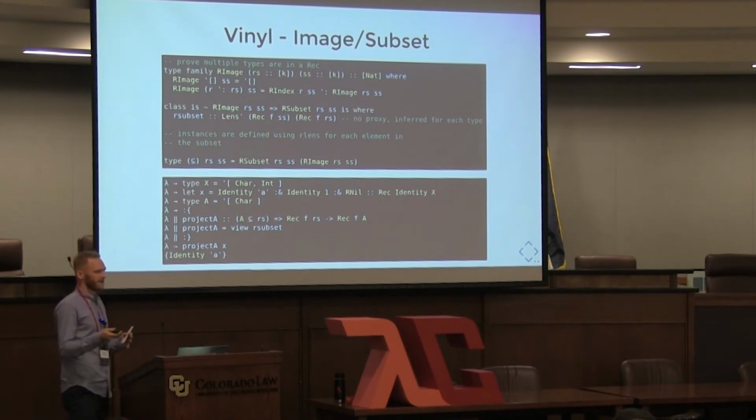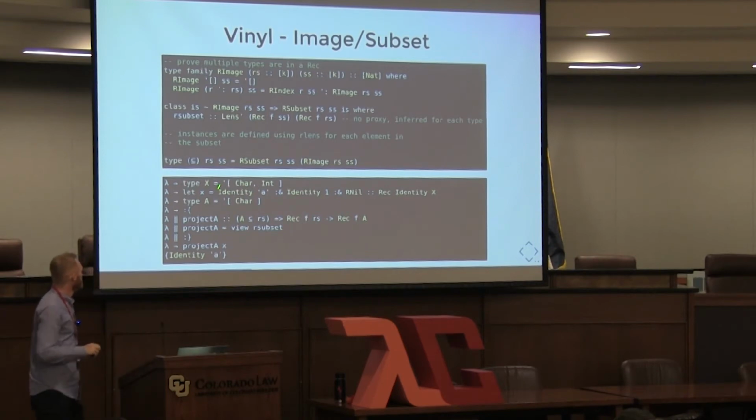The instances are defined using the one level down, like iterating on the R-index and RLM class. Again, we have exactly the same operator, the subset operator. So RS is a subset of SS if there's an image for it. Once again, we create our value x by wrapping it up.